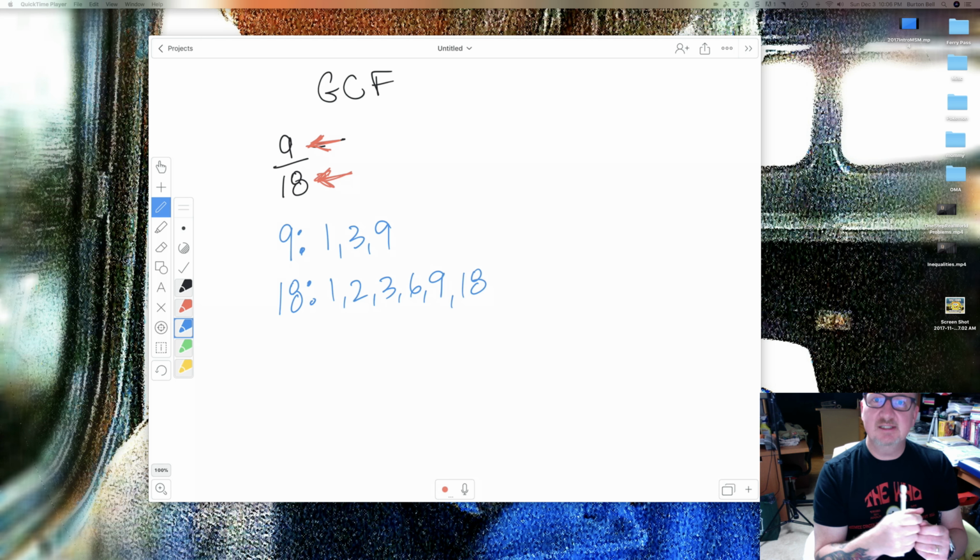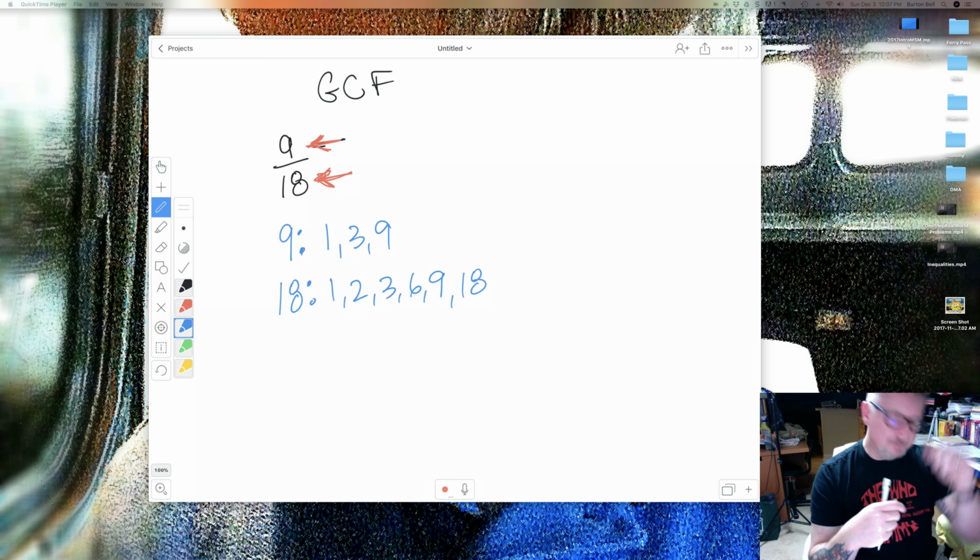On your desk, as I mentioned, you have numbers 1 through 10, and it shows you the divisibility rules. A number is divisible by 2 if it's even. A number is divisible by 3 if the sum of the digits is divisible by 3. A number is divisible by 4 if the last 2 digits are divisible by 4. A number is divisible by 5 if it ends in a 0 or 5. You get the idea. I have those rules on the table. You can always look at those.